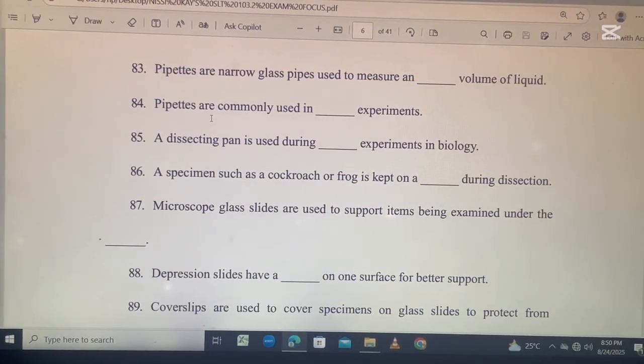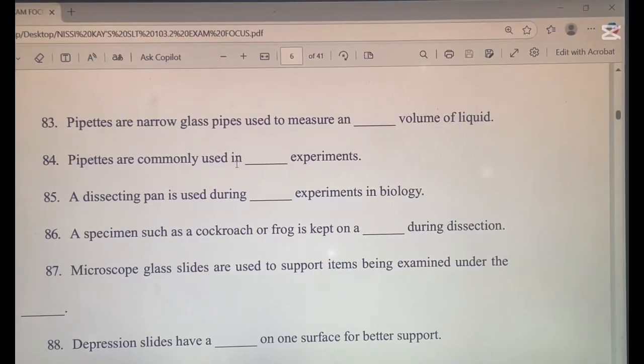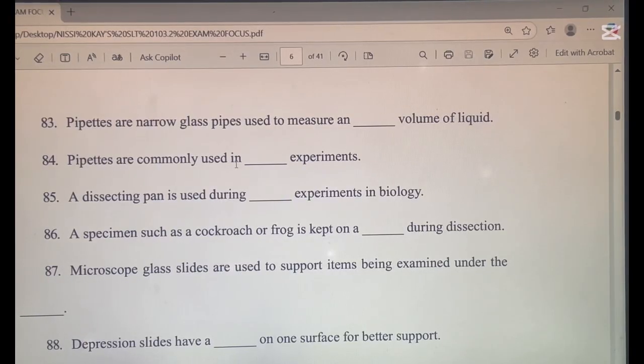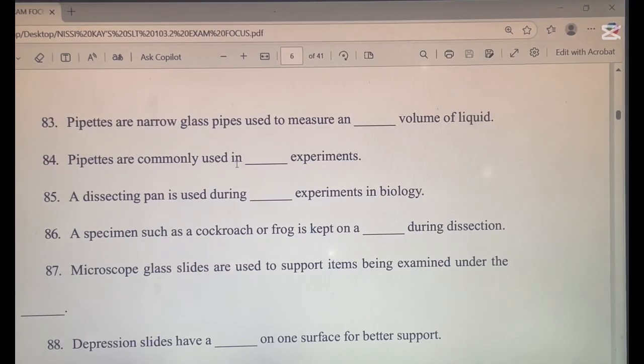Pipettes are narrow glass pipes used to measure, that's number 83, used to measure an exact volume of liquid. So the next one, pipettes are commonly used in titration experiments. The answer is titration. Now, a dissecting pan is used during dissection experiments in biology.